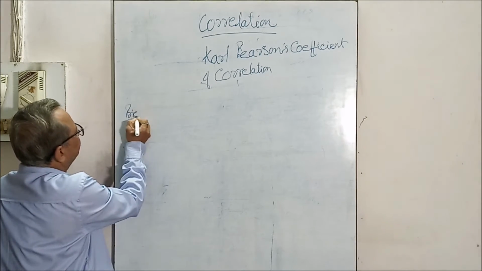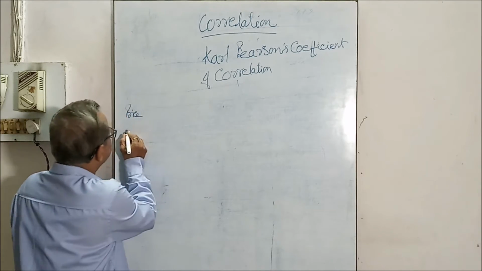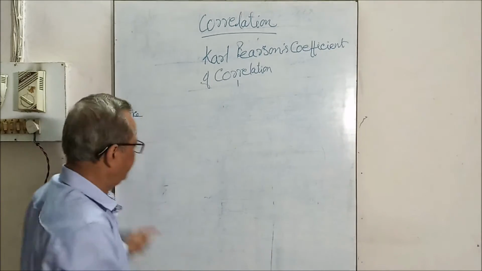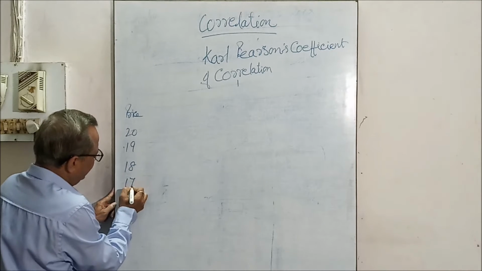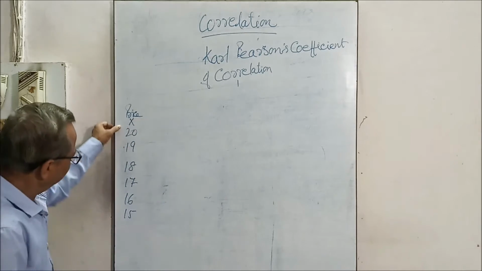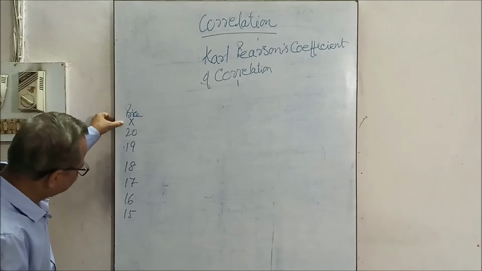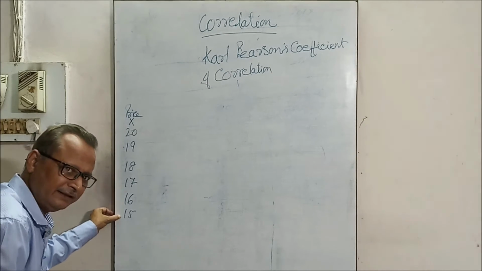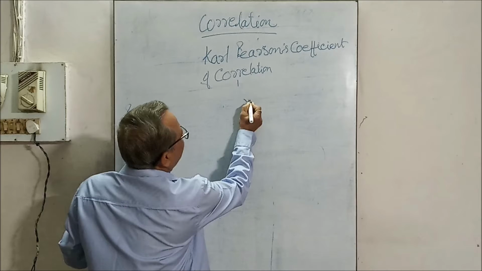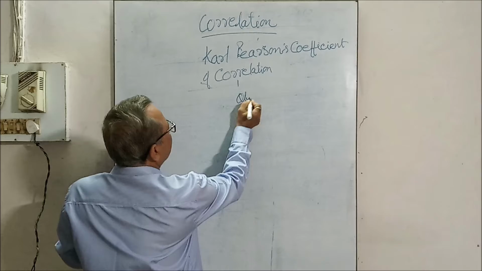Price is 20, 19, 18, 17, 16 and 15. This is X. See here, the price is declining continuously from upward to downwards. This is X. Likewise, Y is called quantity demanded. Quantity demanded, the Y series.